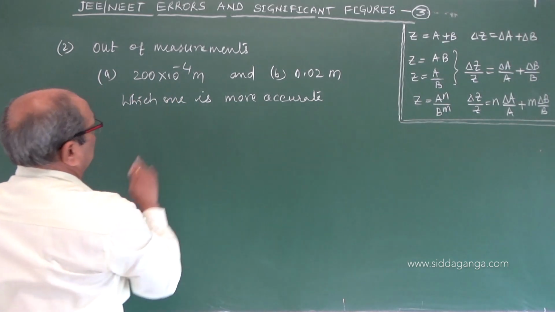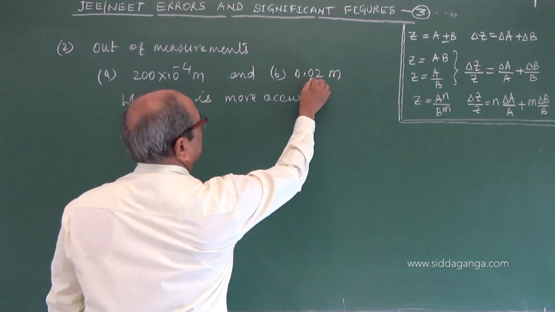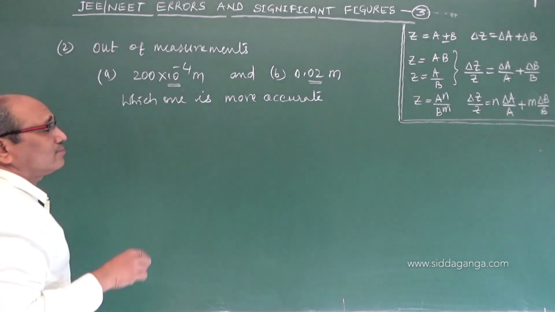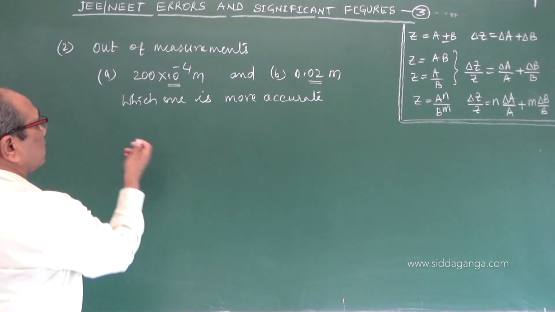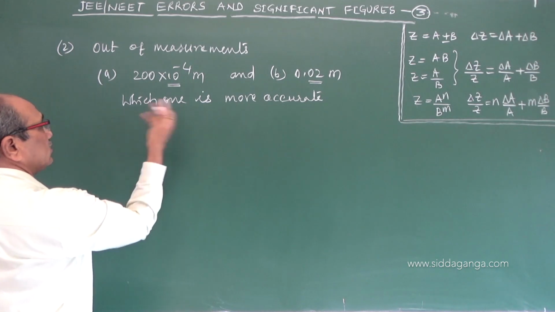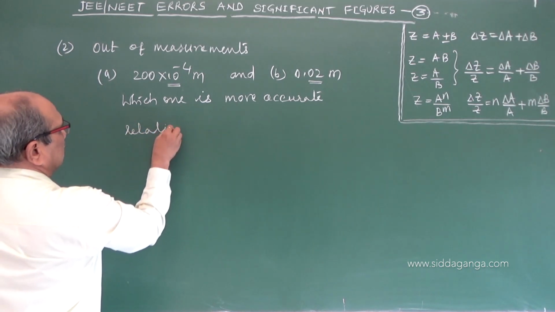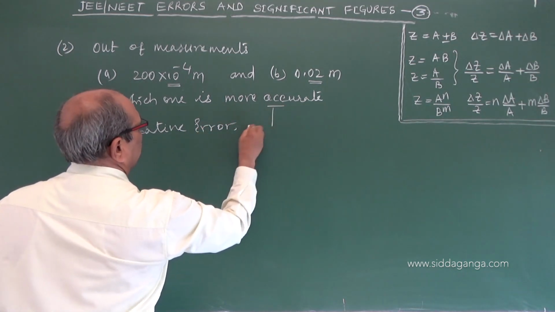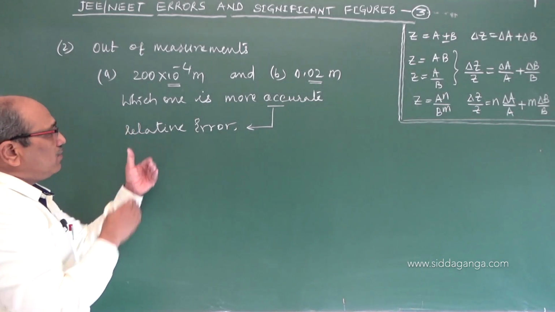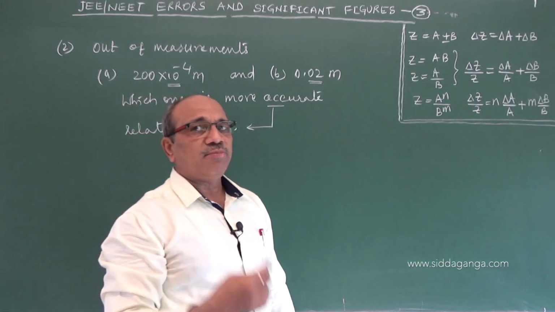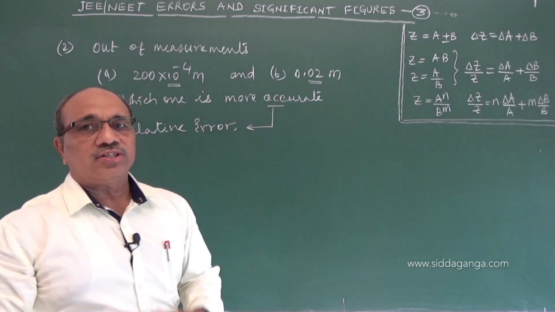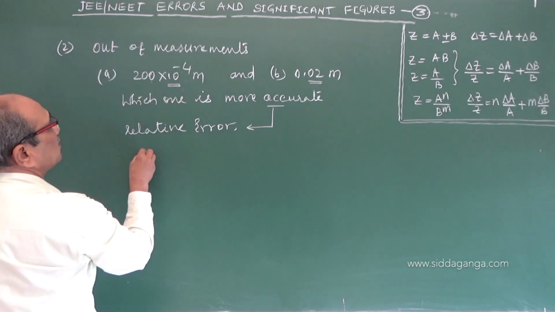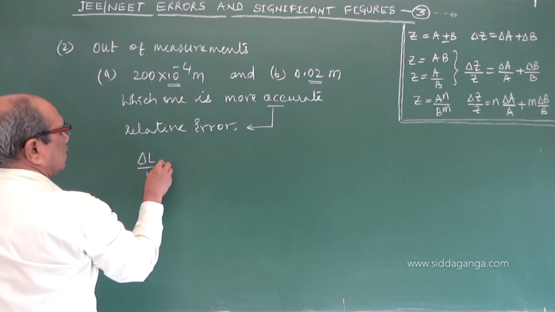So when you look into that, here this fixes the least count. More accurate means measuring the percentage error or relative error. If you measure the relative error, you come to know the accuracy. The one having minimum percentage error will be more accurate because it is very close to the true value. For that, I take delta L by L into 100.